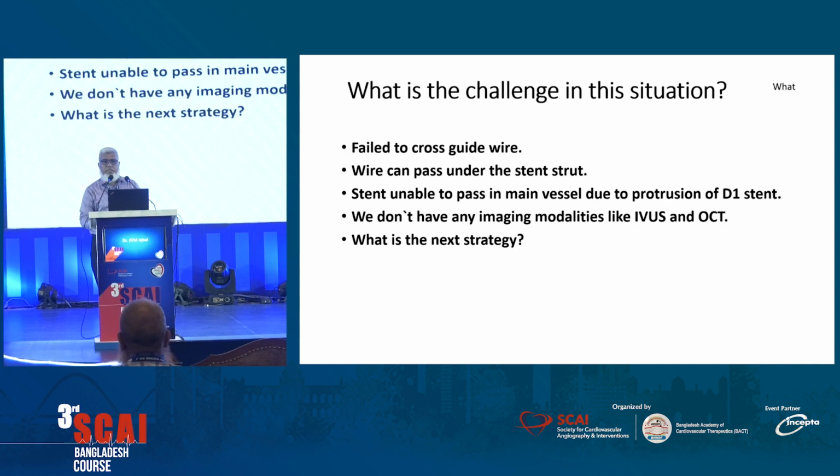What is the challenge in this situation? Again, failed to cross the guide wire. Wire can pass under the stent strut. Stent unable to pass in the main vessel due to protrusion of the D1 stent. We don't have any imaging modalities like IVUS and OCT. What is the next strategy?